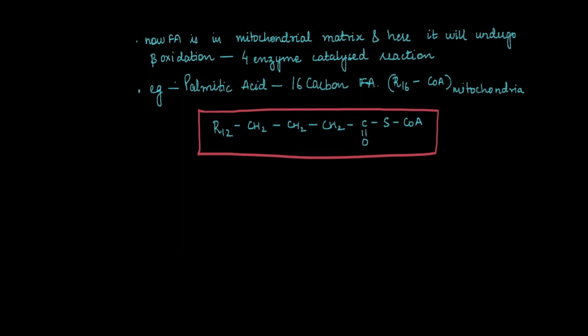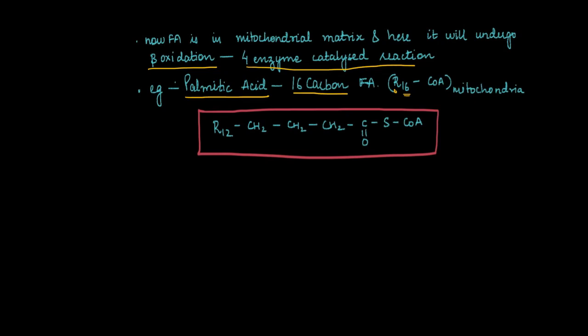Now that the fatty acid is inside the mitochondrial matrix, here it will undergo beta oxidation, which is a 4-enzyme catalyzed reaction. In this beta oxidation, we are taking example of palmitic acid, which has 16 carbons. So हम इसको ऐसे भी लिख सकते हैं. This is fatty acid chain and this is coenzyme A. तो इसको लिख दिया R16. 16 represents the number of carbons and this is present in the mitochondria.